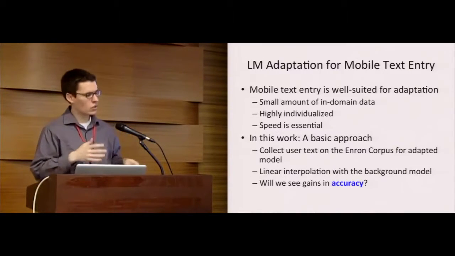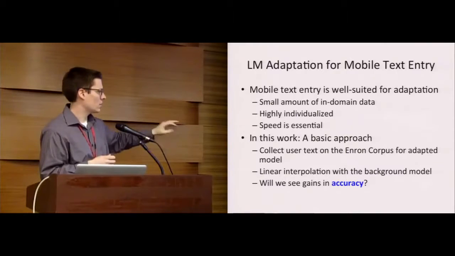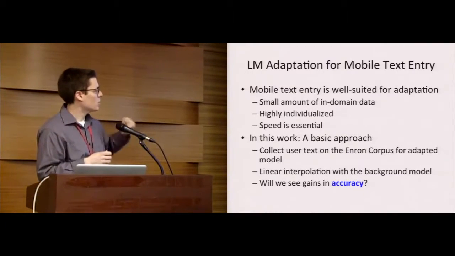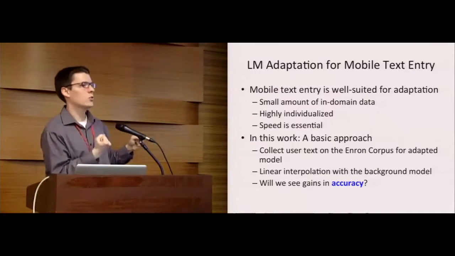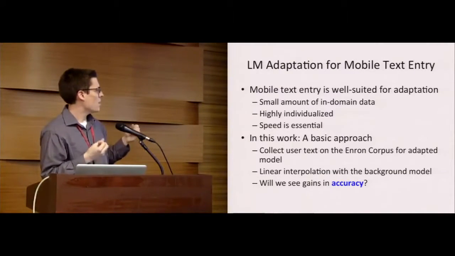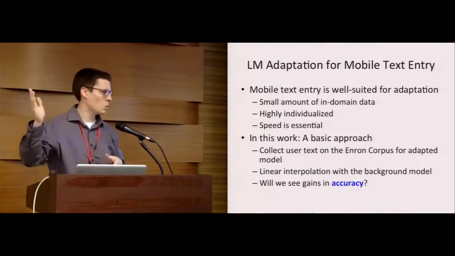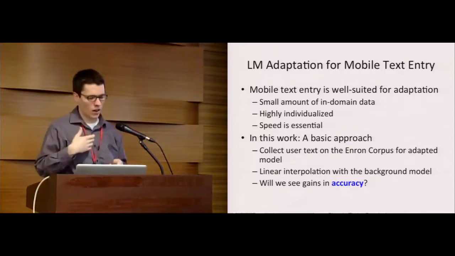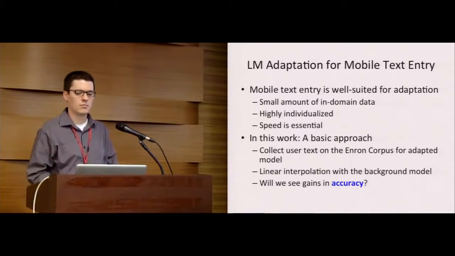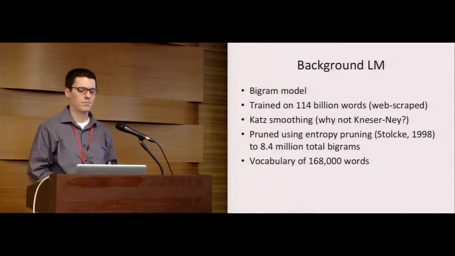And so just in a nutshell, what we did was we used what's called the Enron Corpus, and I'll tell you a little bit more about that in a minute. We take the user's text tied to a specific user, and then we mix that with the background model, which is trained on the web, and we are able to ask, are we going to see improved accuracy when we do this? Is the system going to make fewer word-level errors?